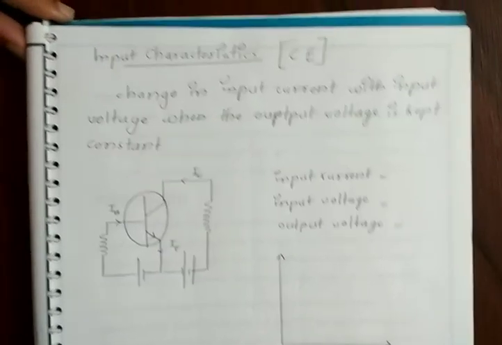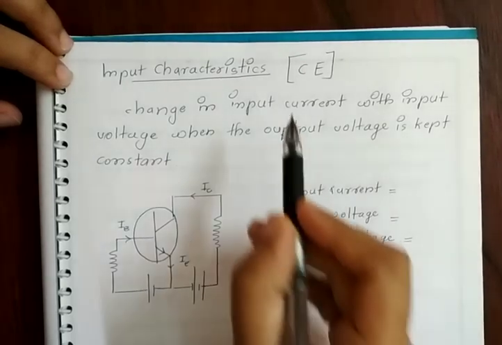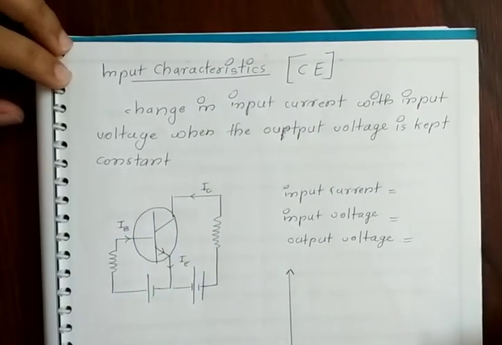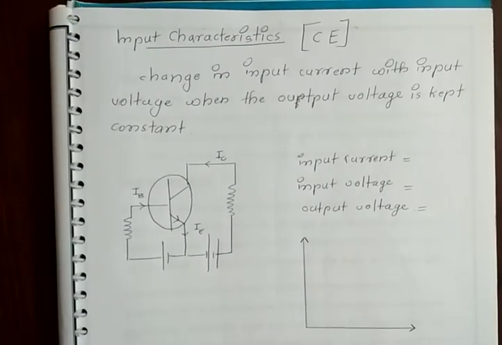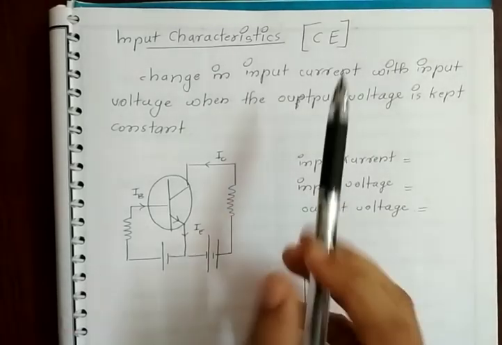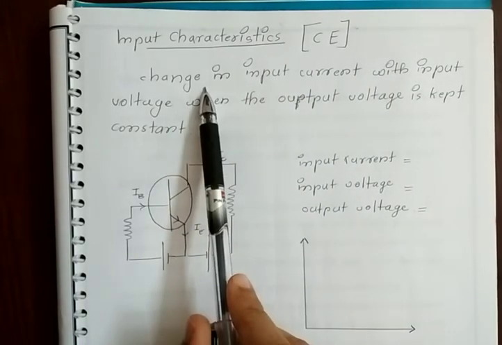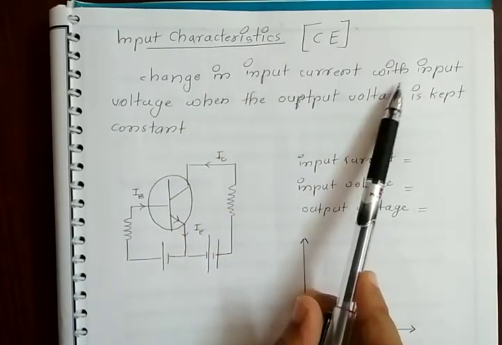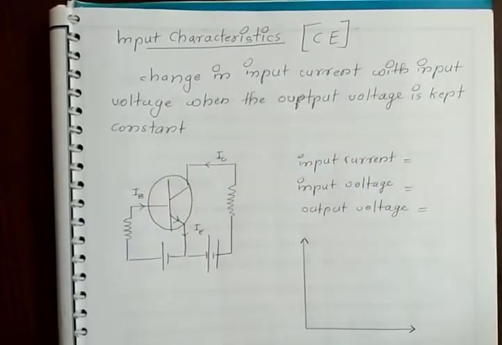In this video, we will be talking about the input and output characteristics of the common emitter configuration of a transistor. Now, what do you mean by the input characteristics of any transistor, let it be common emitter, common base, or common collector configuration? Generally, the input characteristics is defined as the change in input current with change in input voltage when the output voltage is kept constant.